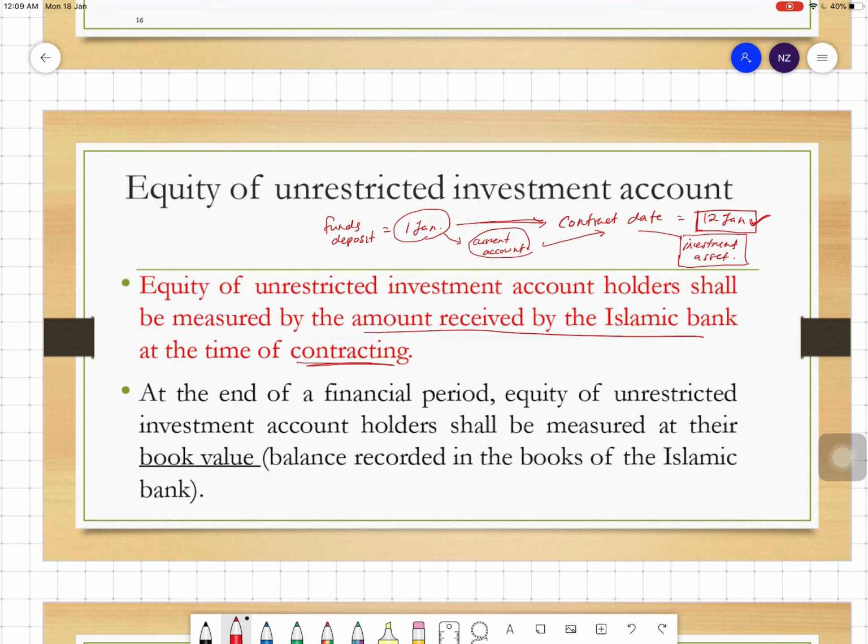And at the end of the financial period, the equity of unrestricted investment account holders shall be measured at their book value, and it should not be put at cost. We have to put it at book value. This is how Islamic banks record the equity of unrestricted investment accounts in their books. Okay.